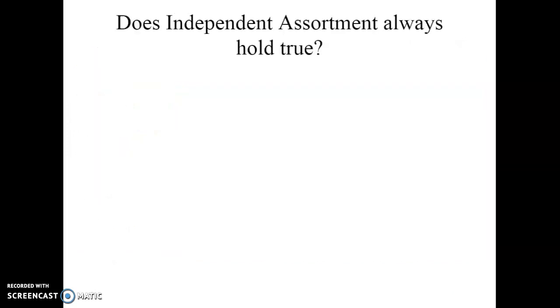So we ask ourselves, does independent assortment always hold true? And of course, in biology, there's always exceptions to rules, and this is no different.